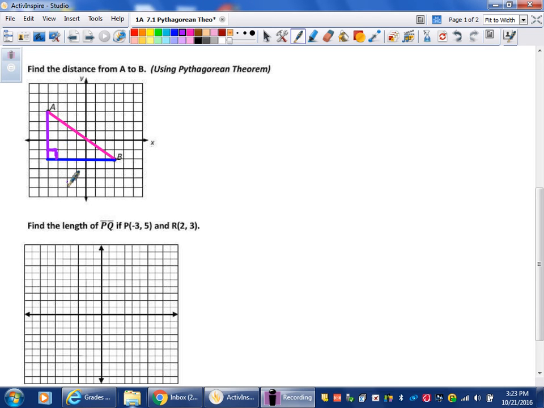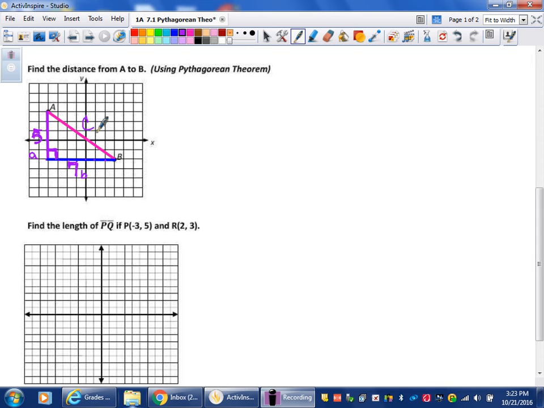Okay. How you do Pythagorean theorem is you simply count how much up and down. So 1, 2, 3, 4, 5. So this side is 5. Then you count side to side. 1, 2, 3, 4, 5, 6, 7. 7. And now I've got A and I've got B.